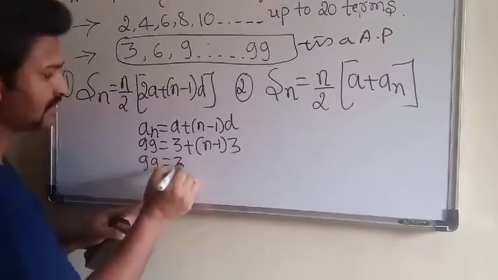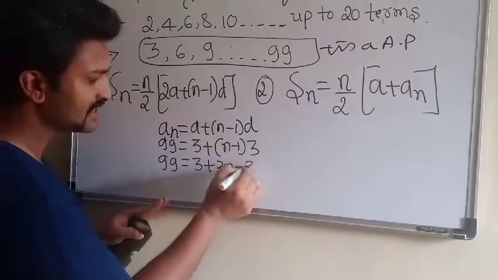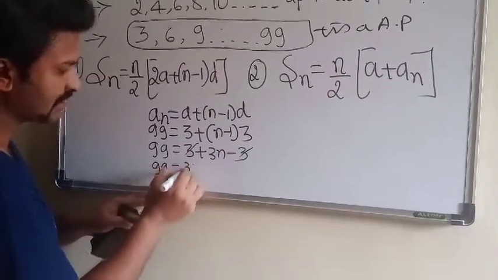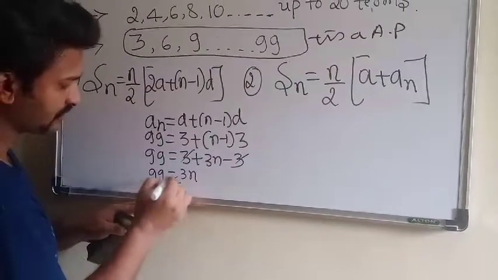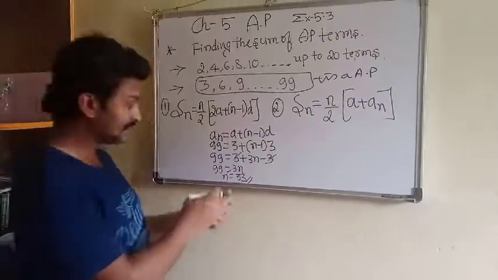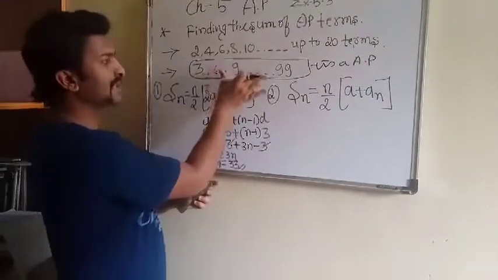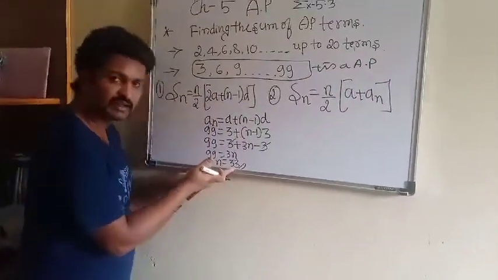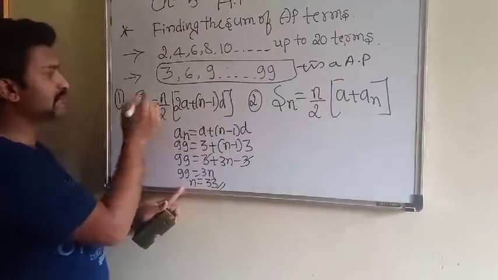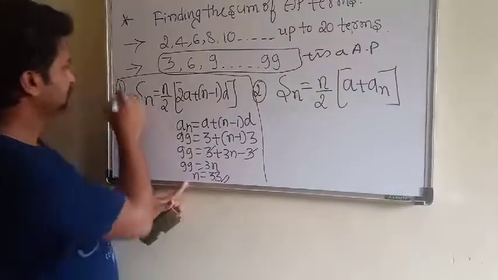99 equals 3 plus 3n minus 3. The 3 cancels. What remains? 99 equals 3n. Then n equals 33. How many numbers are there? 33 numbers are there in this AP. After getting n, just replace n by 33 in the formula, and you will get the sum.